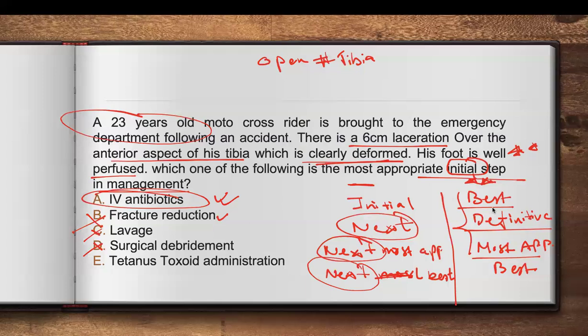Clear? So two things to remember from here. If neurovascular status is normal, then you go for antibiotics or tetanus. If neurovascular status is not normal, then you go for fracture reduction first.